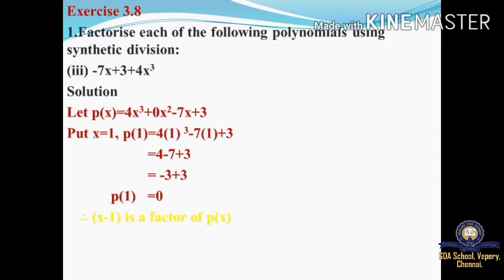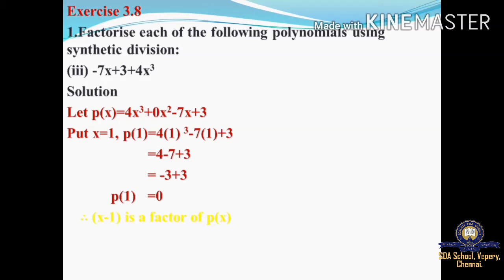If I get the answer as 0, that means that particular number is a factor of p of x. Okay, that particular number is a factor of p of x. Now I have put x is equal to 1. If I bring it to the inside, what will happen to plus 1?